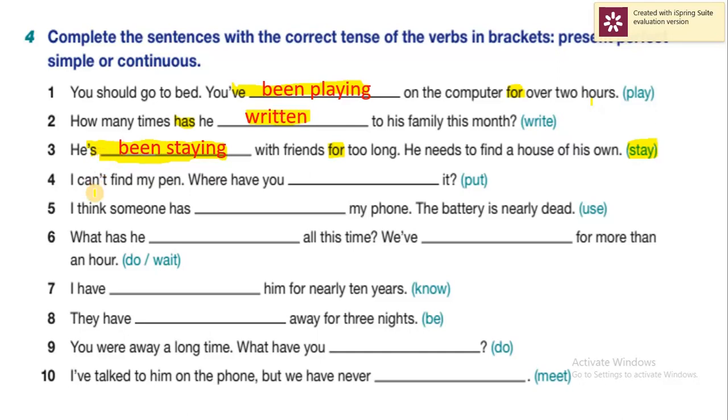Let's complete with number 4. I can't find my pen. Where have you put it? Here we have the verb put. Put means to place. So shall we use present perfect simple or present perfect continuous? Yes, here it is present perfect simple. Why is it present perfect simple?